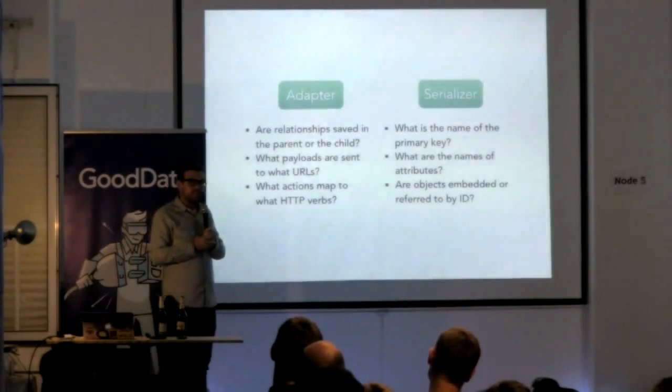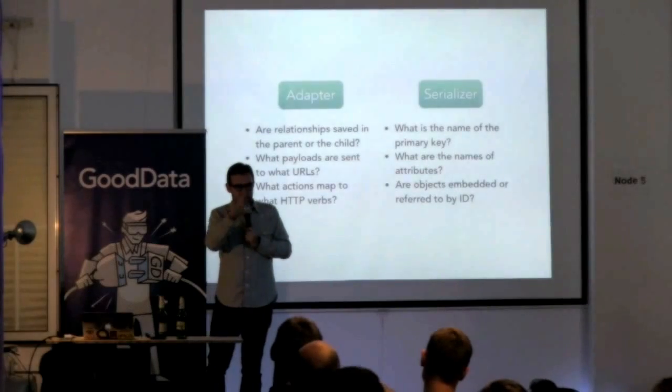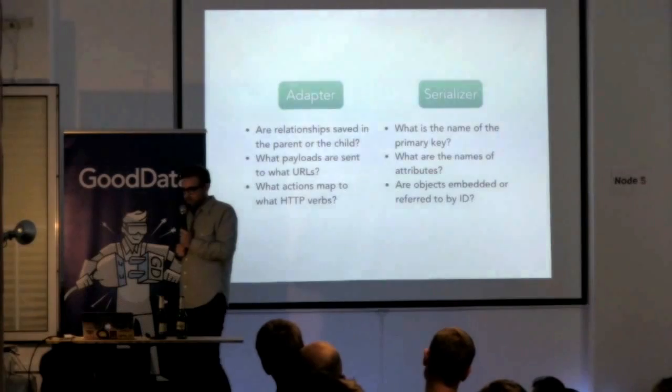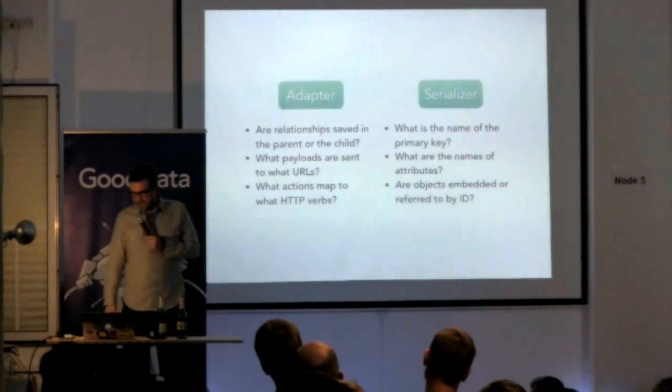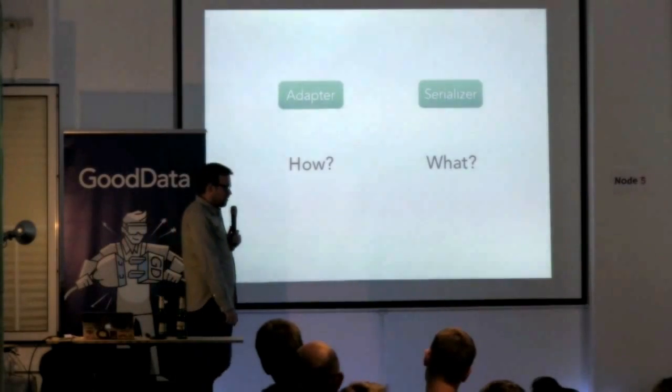And that's what the serializer does. So we do things like, how are relationships embedded? Are they embedded as a nested object, or is it referenced by an ID that we will need to load if we don't have it already? So you can think of the adapter as answering the how, and the serializer as answering the what.